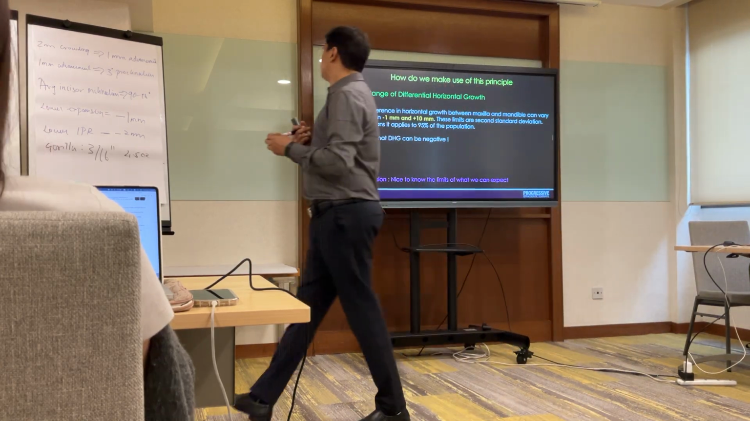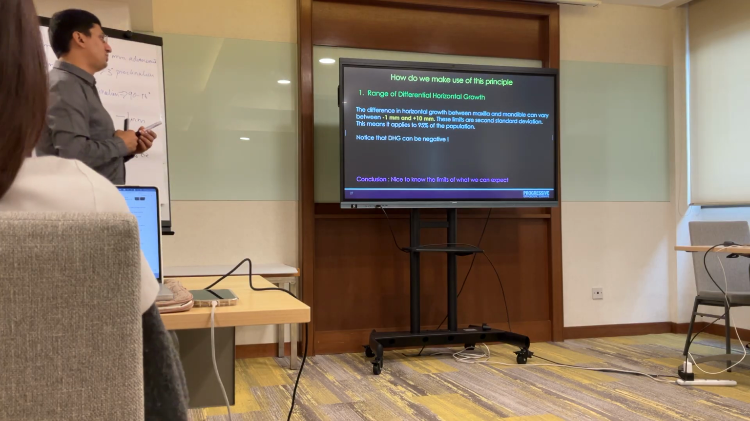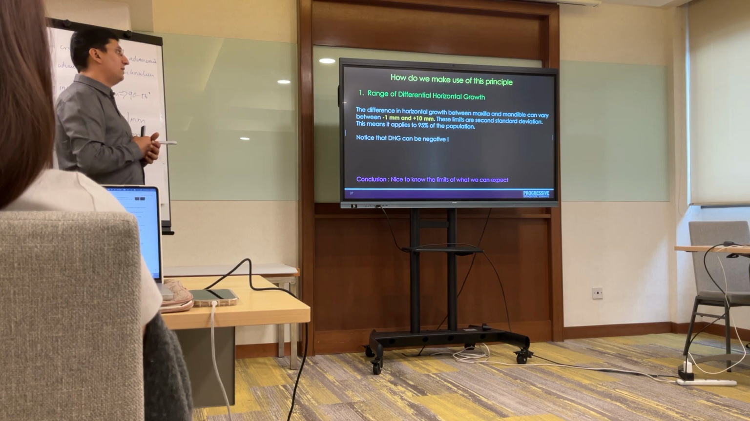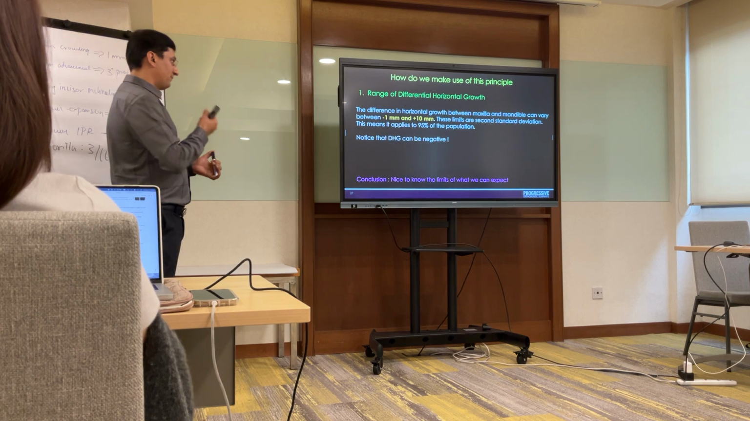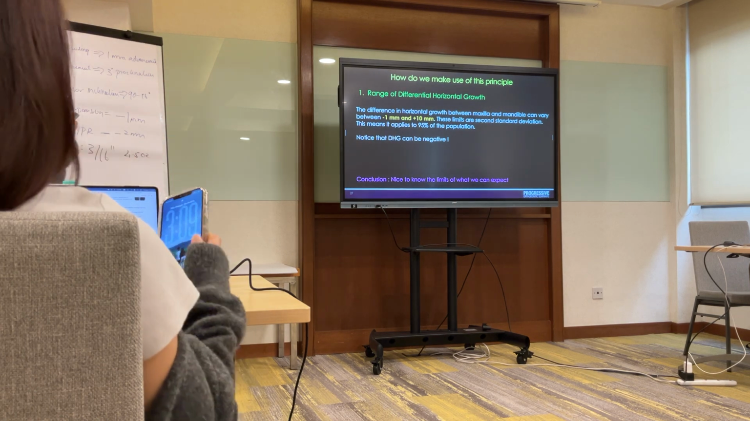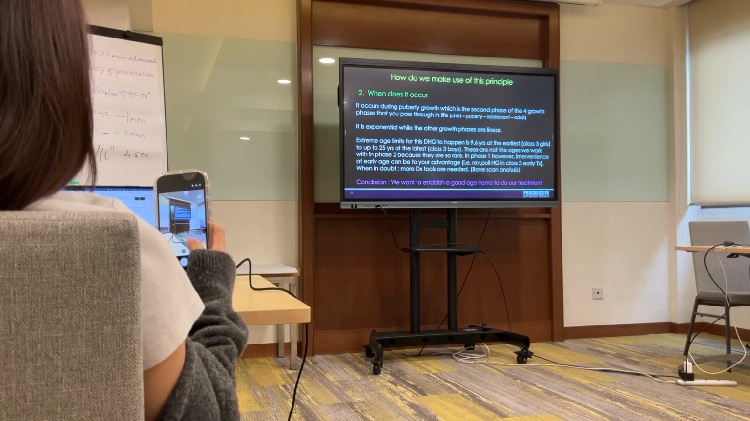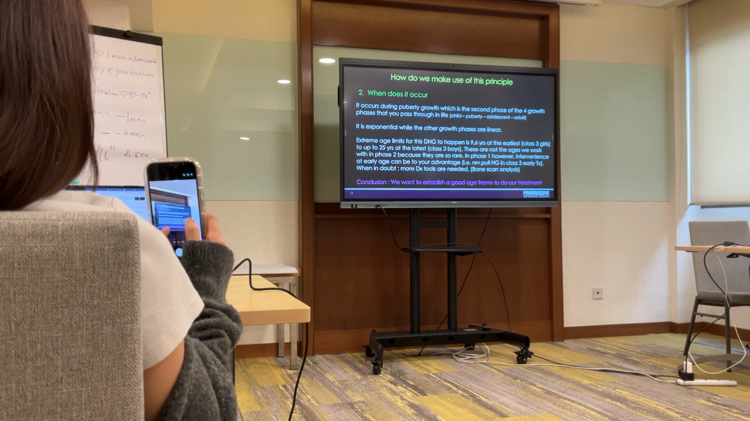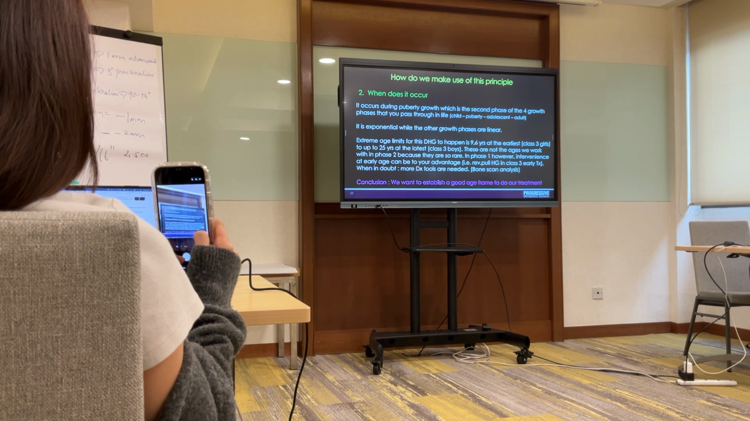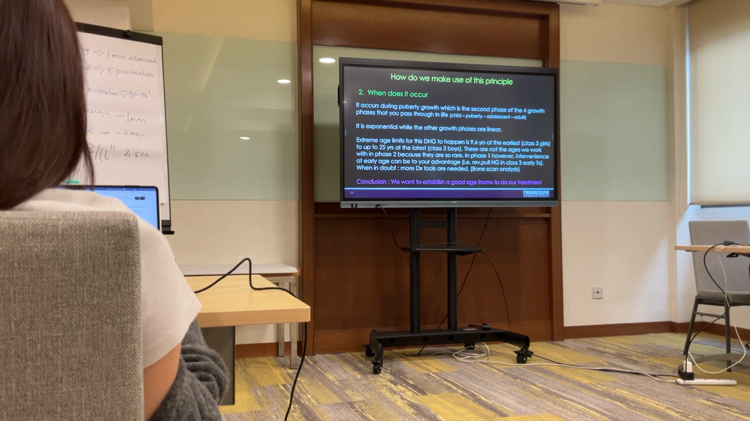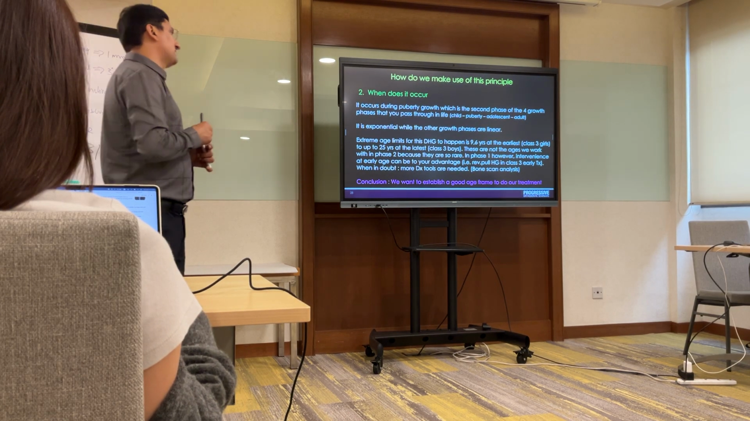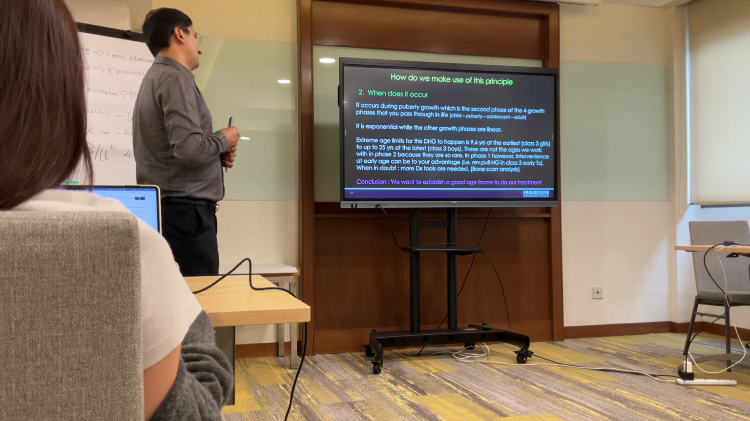So the range is from -1 to 10. Sometimes they don't have differential horizontal growth at all. Sometimes they have too much. It's nice to know the limits so that we can expect. When does it occur? Now read this. This occurs just before the pubertal growth spurt. It is happening all the time, but the maximum happens during the pubertal growth spurt.